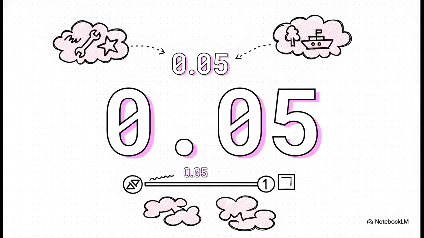All right, step one, compute similarity. The AI does a quick bit of math on the two number lists and gets a score. In this case, it's 0.05. Now, to put that in perspective, a score of 1 would mean they're identical, and 0 means they're totally unrelated. So 0.05, that's really low. The model is basically whispering, I don't think these two are related at all.